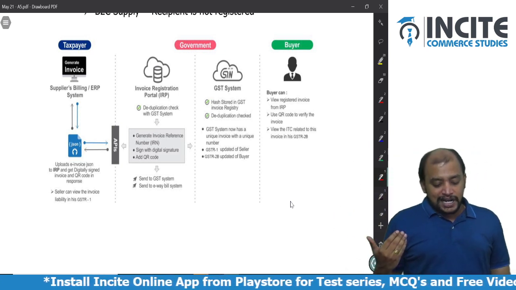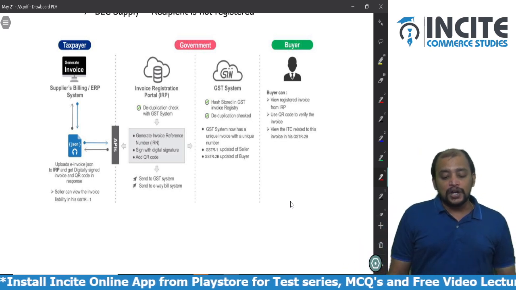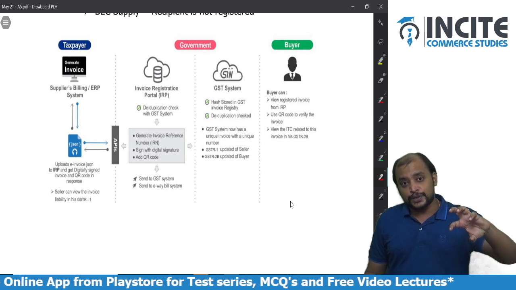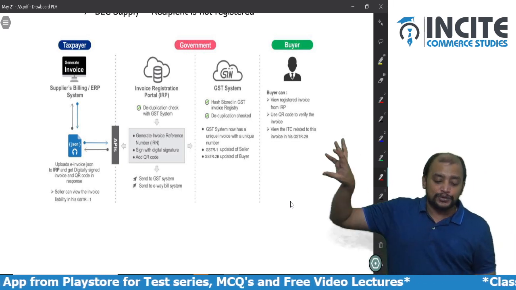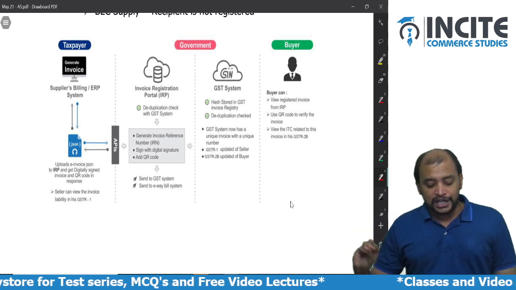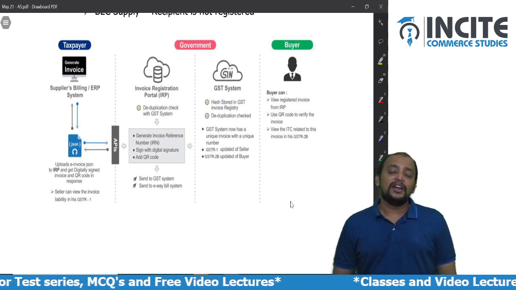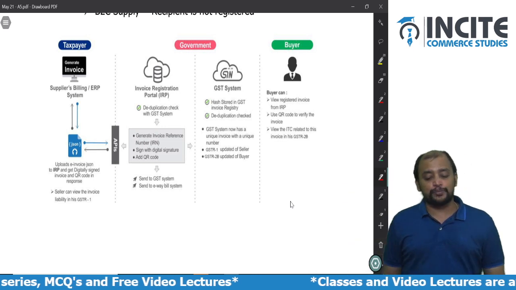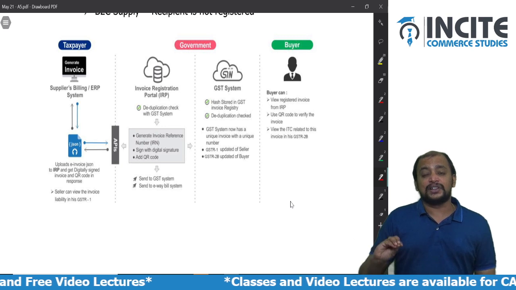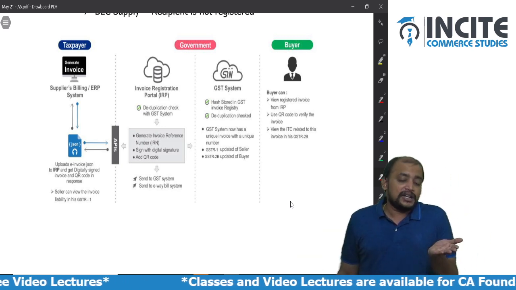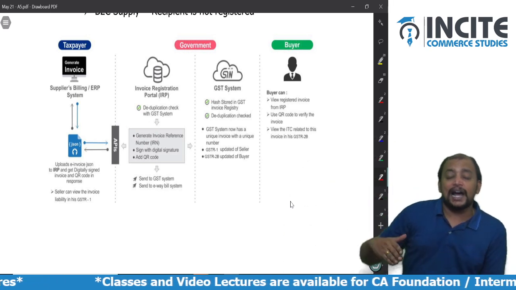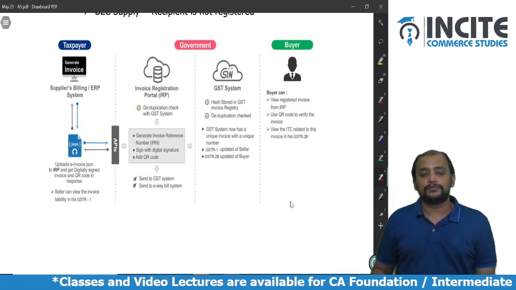So they upload the e-invoice JSON to the invoice registration portal. They need to convert that into JSON and upload it into the invoice registration portal. And once they upload it, what will that invoice registration portal do? They will do a deduplication check with the GST system. That is, whatever this invoice is, it might have already been uploaded, and again we cannot upload.